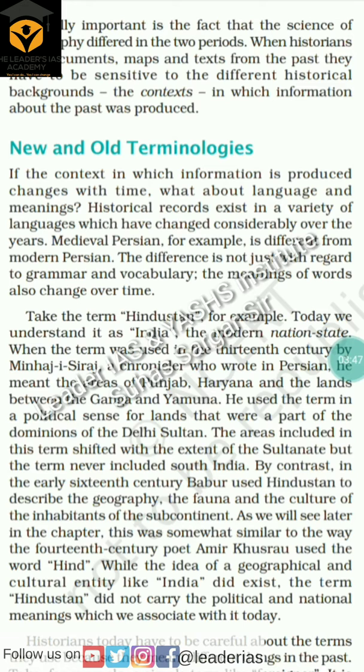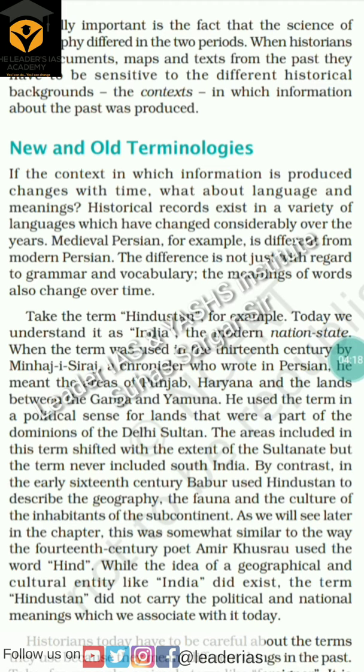When the term was used in the 13th century by Minhaj-i-Siraj, a chronicler who wrote in Persian, he meant the areas of Punjab, Haryana, and the land between the Ganga and Yamuna. He used the term in a political sense for the lands that were a part of the dominions of the Delhi Sultanate. The areas included in this term shifted with the extent of the Sultanate, but the term never included South India.